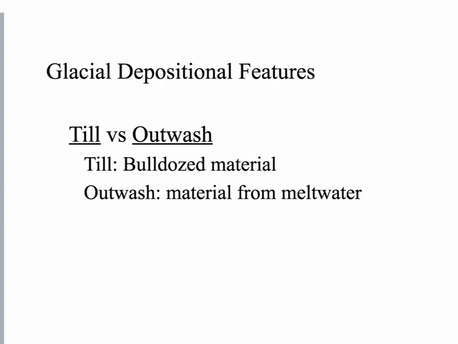Depositional features are features that are left by the glacier. Now, it gets a little confusing here because glaciers have two different kinds of depositional features. They have what are called till, and I always just call that the bulldoze material. That's the material that's left by the glacier as the glacier retreats. Or, as the glacier is starting to melt, it's going to wash away material, and that's called outwash.